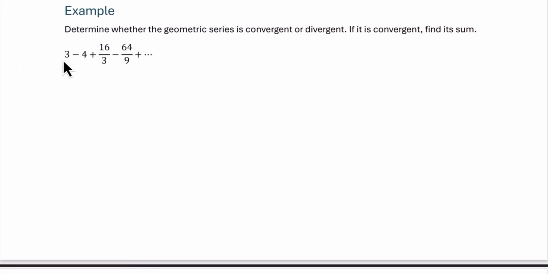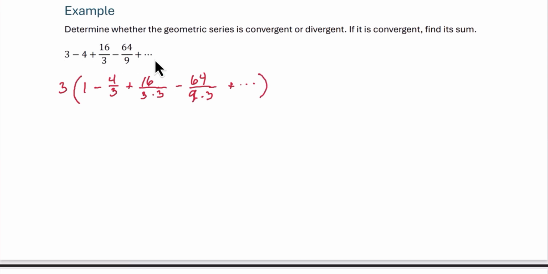Up first, I'm going to factor out the 3. I kind of want that first term to be a 1, so I'm going to factor out a 3 and go from there. So we have 1 minus, if we factor out a 3, that 4 is going to become 4/3. Then plus 16 divided by 3. If I factored out a 3, we need to multiply the bottom by 3. Then minus 64 divided by 9. Again, I factored out a 3, so we need to put a 3 in the denominator. And that's going to continue forever.